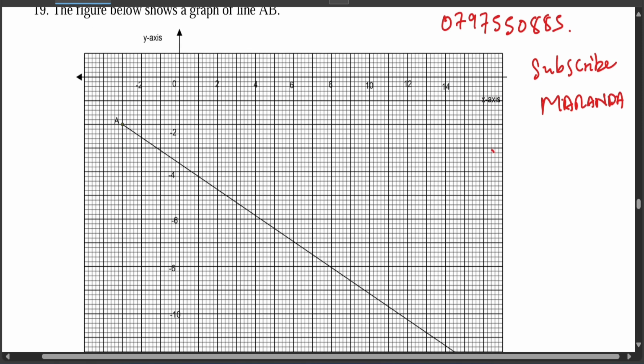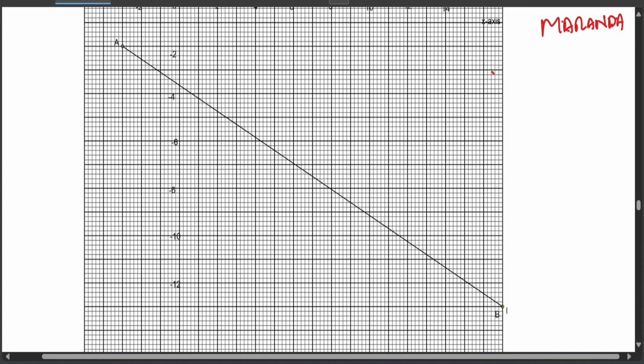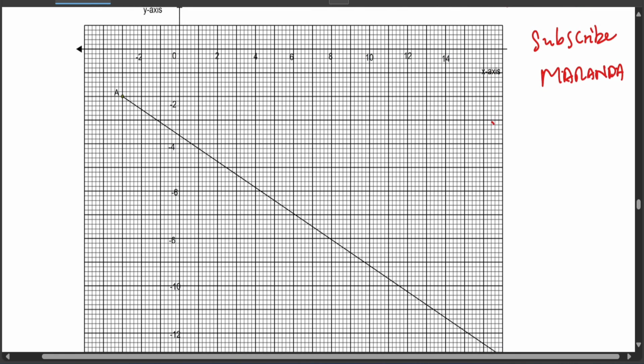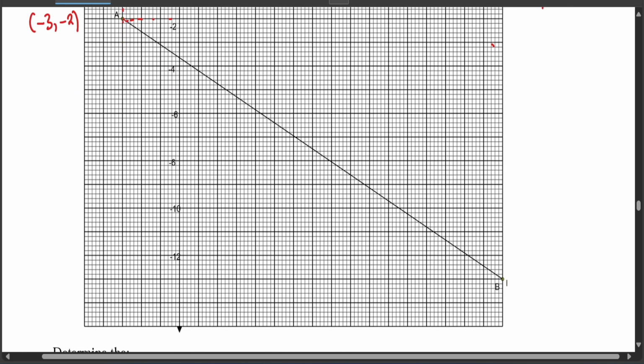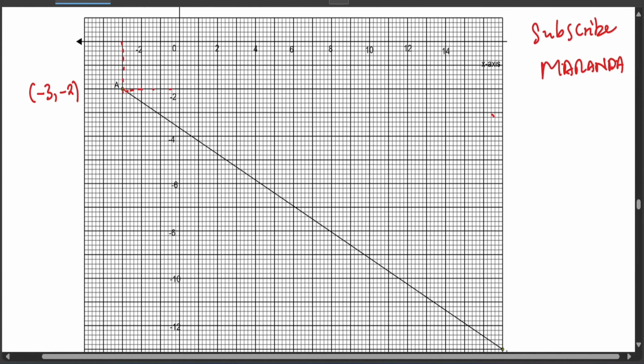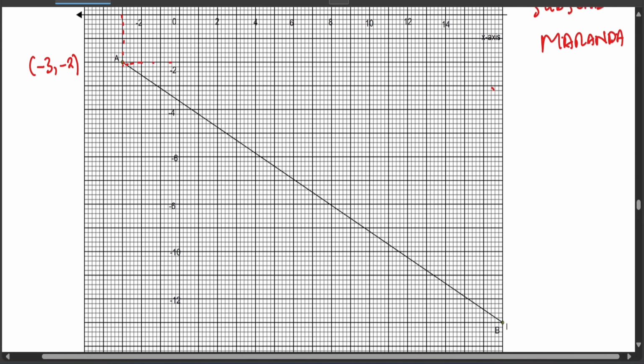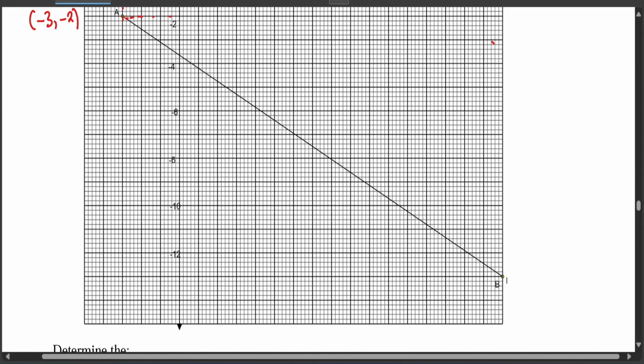So we have a line, tuko na line hapa, line ndefu. Kuna points B, D, A na B. Wacha tuandike hizo points yenyewe, coordinates zake. Point A, coordinate yake ni -3, -2. So the coordinates for A is -3, -2. The coordinates for B, it is 17 and -13.